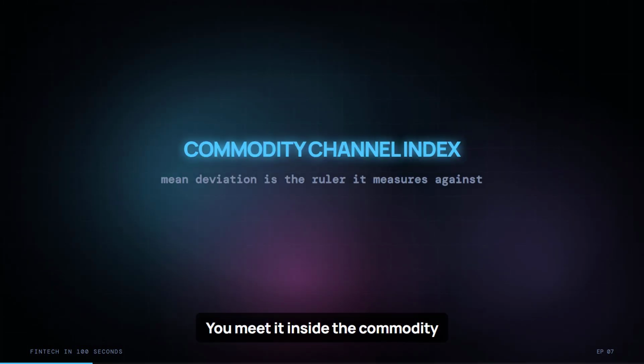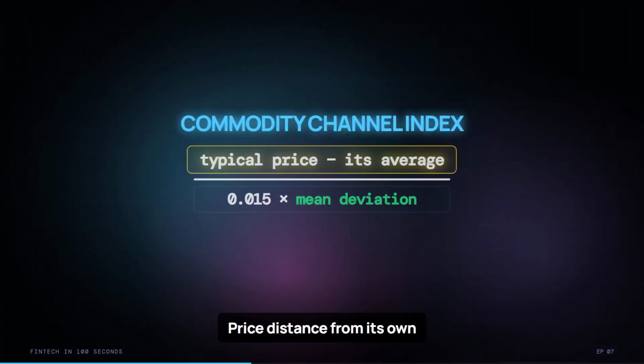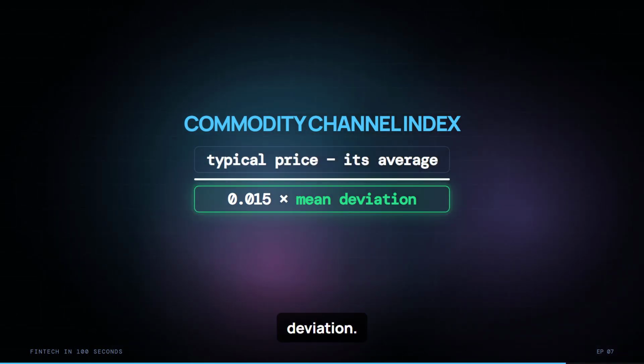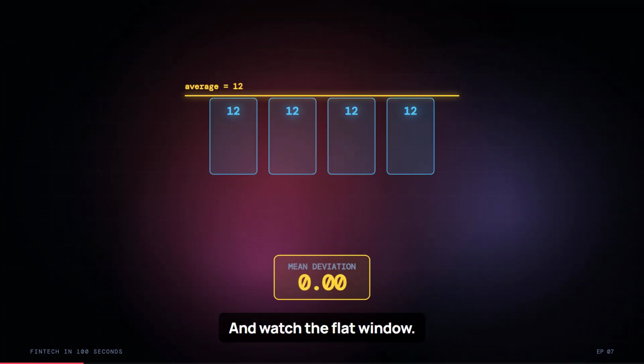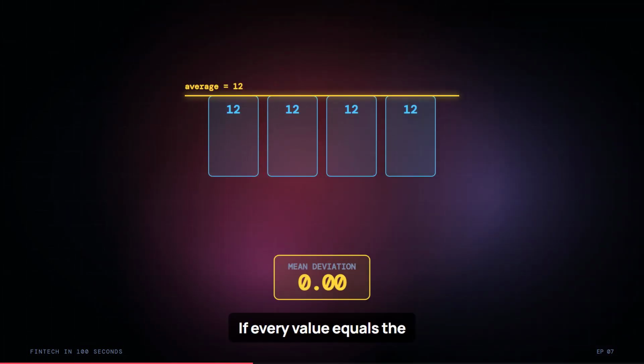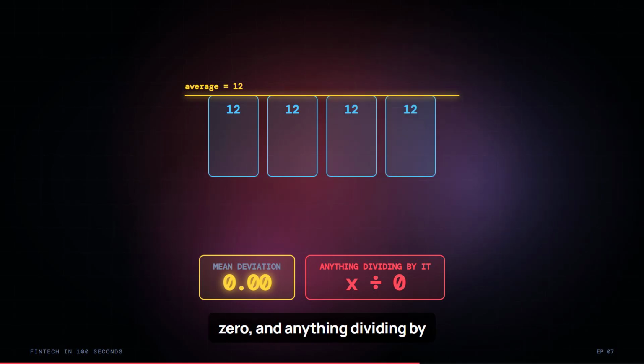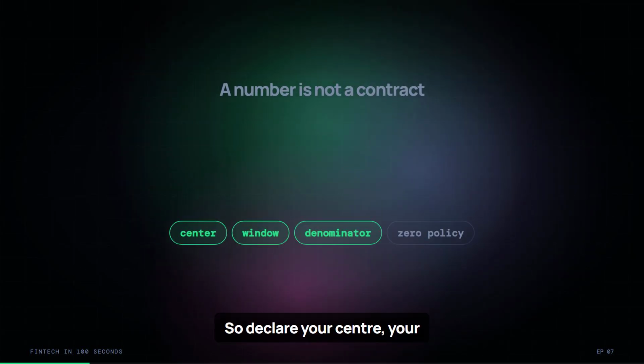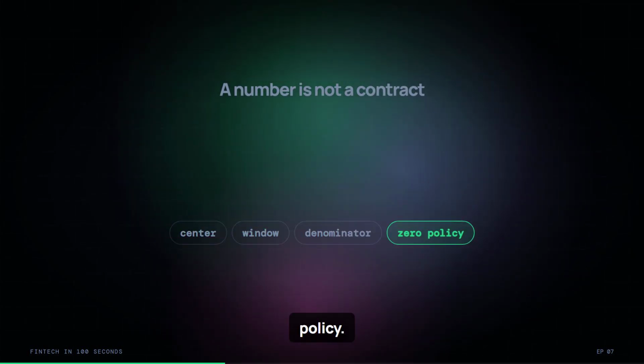You meet it inside the commodity channel index. Price distance from its own average divided by a constant times mean deviation. And watch the flat window. If every value equals the average, mean deviation is 0, and anything dividing by it explodes. So declare your center, your window, and your 0 policy.